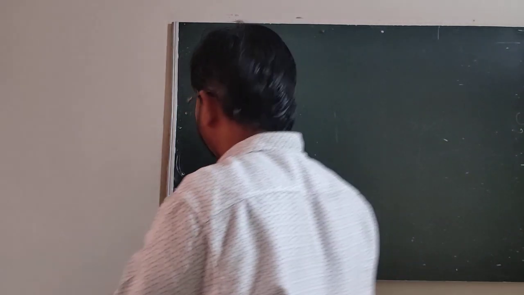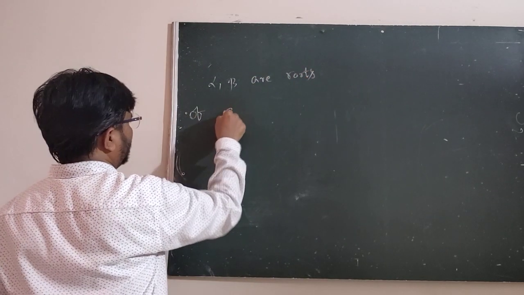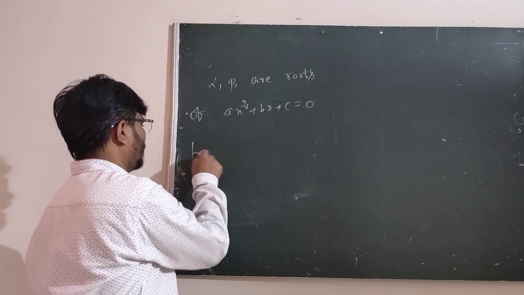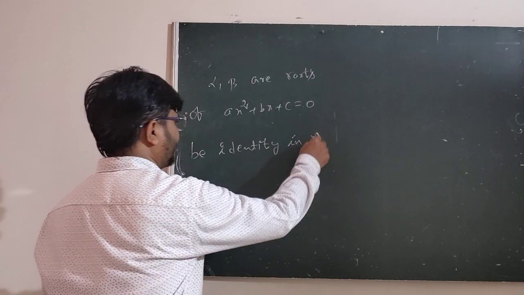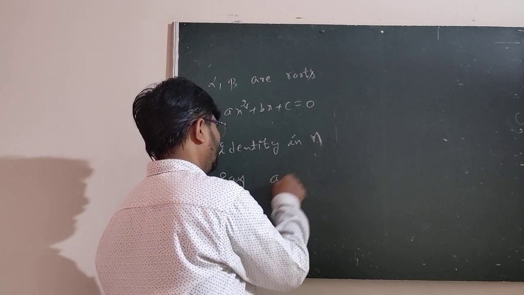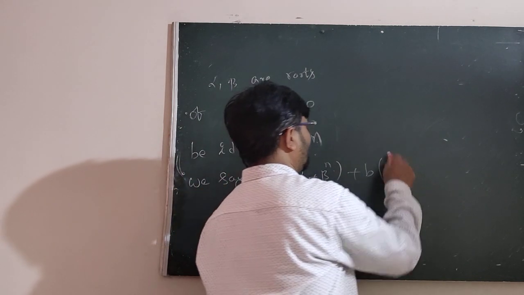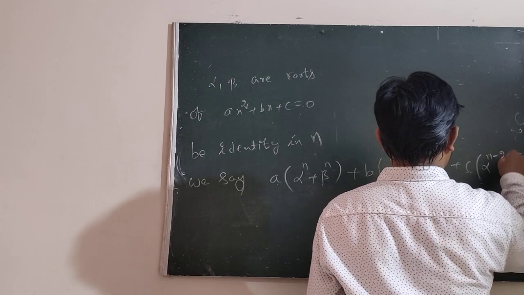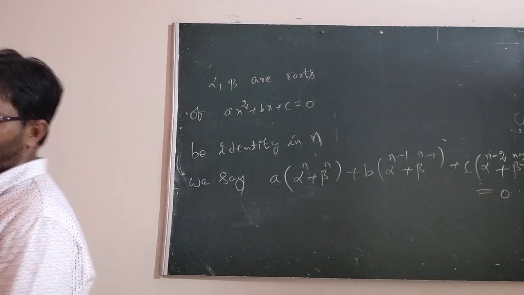So here, if alpha and beta are the roots of ax square plus bx plus c equal to 0 and it is an identity in n, we have to take a into alpha power n beta power n plus b into alpha power n minus 1 beta power n minus 1 plus c into alpha power n minus 2 beta power n minus 2 equal to 0. So here this is the identity in n.